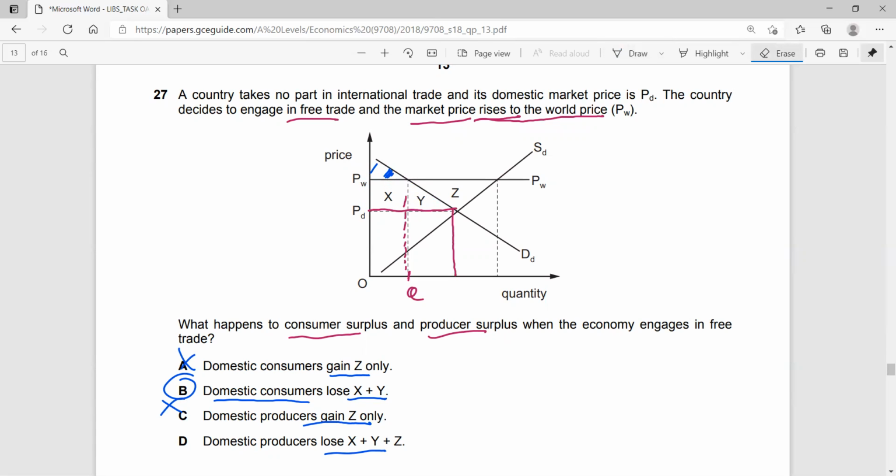If you look at everything like this, this was your original domestic equilibrium. This was your consumer surplus there, and below the market price and above the supply curve was your producer surplus. So note, the producer surplus never included X and Y and Z. So you can't lose something you never had. So you can also cross T out.